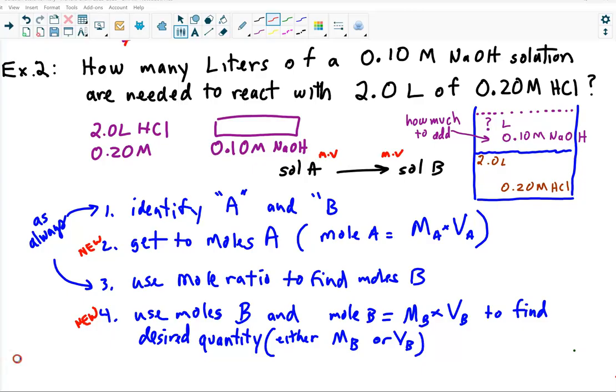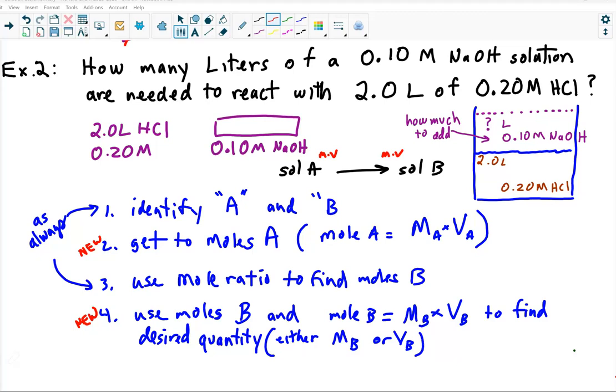So let's look at how this would be solved. As always, you're going to identify your A and B. You're going to do the moles of A like we just learned in the first example. You're going to use the magic mole ratio as always. Then you'll have moles of B, and you're going to use the equation that moles of B equals molarity times volume to find, in this case, the volume. And I'll show you how to do that when we go through the solution.